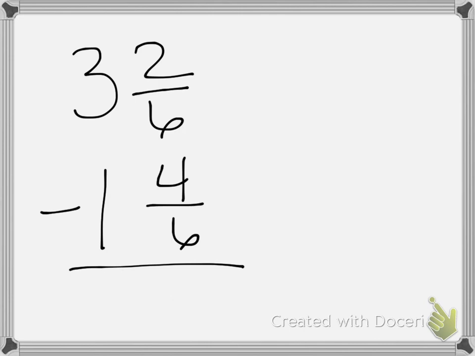Now when we're subtracting with mixed numbers, we're going to start with subtracting the fractions first and then the whole numbers. And the reason why is because we may have to borrow from the whole numbers to add to a fraction. Looking at the numerator of 2 and 4, because we're going to subtract the numerators, 4 is greater than 2. So for this top mixed number, we're going to have to borrow a whole, and we do that by taking a whole away from the 3.